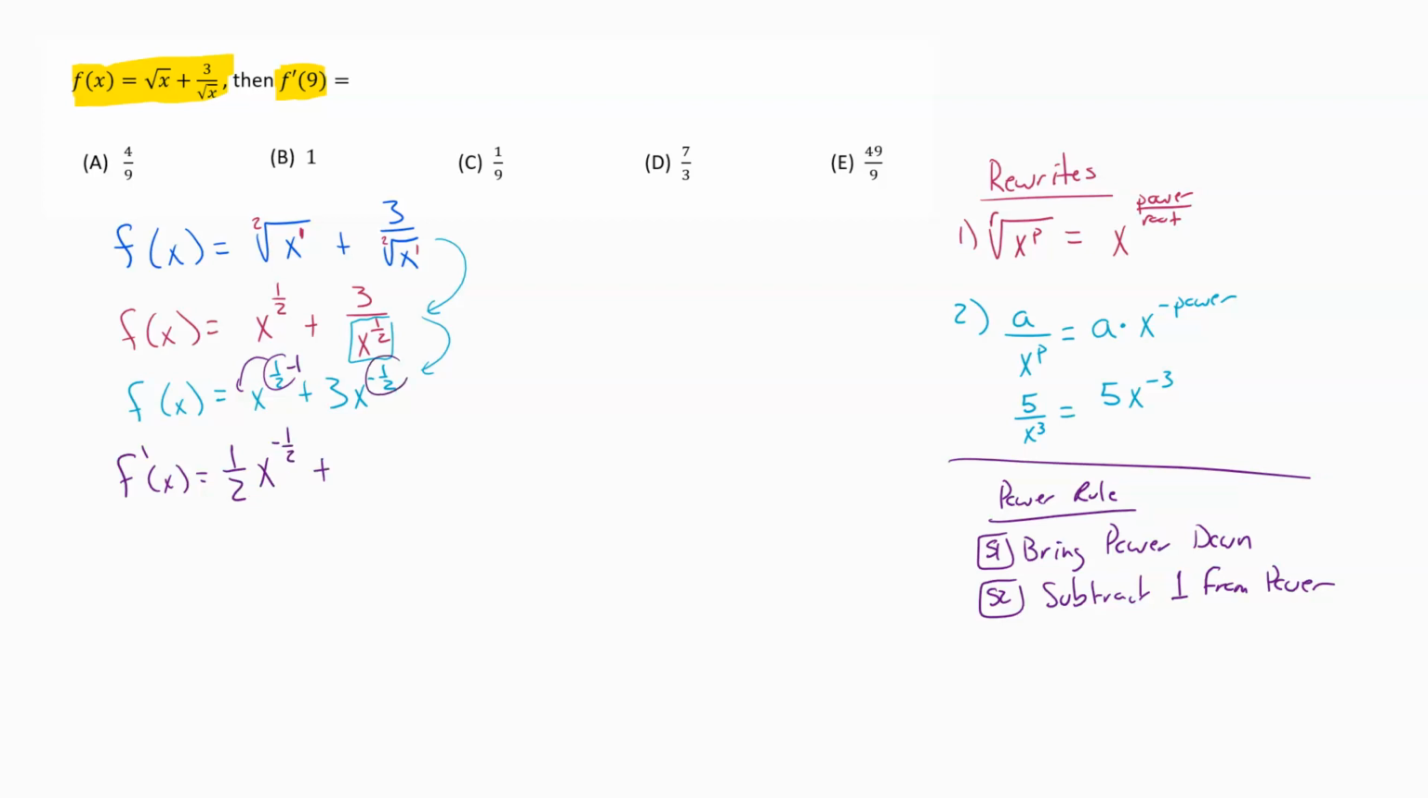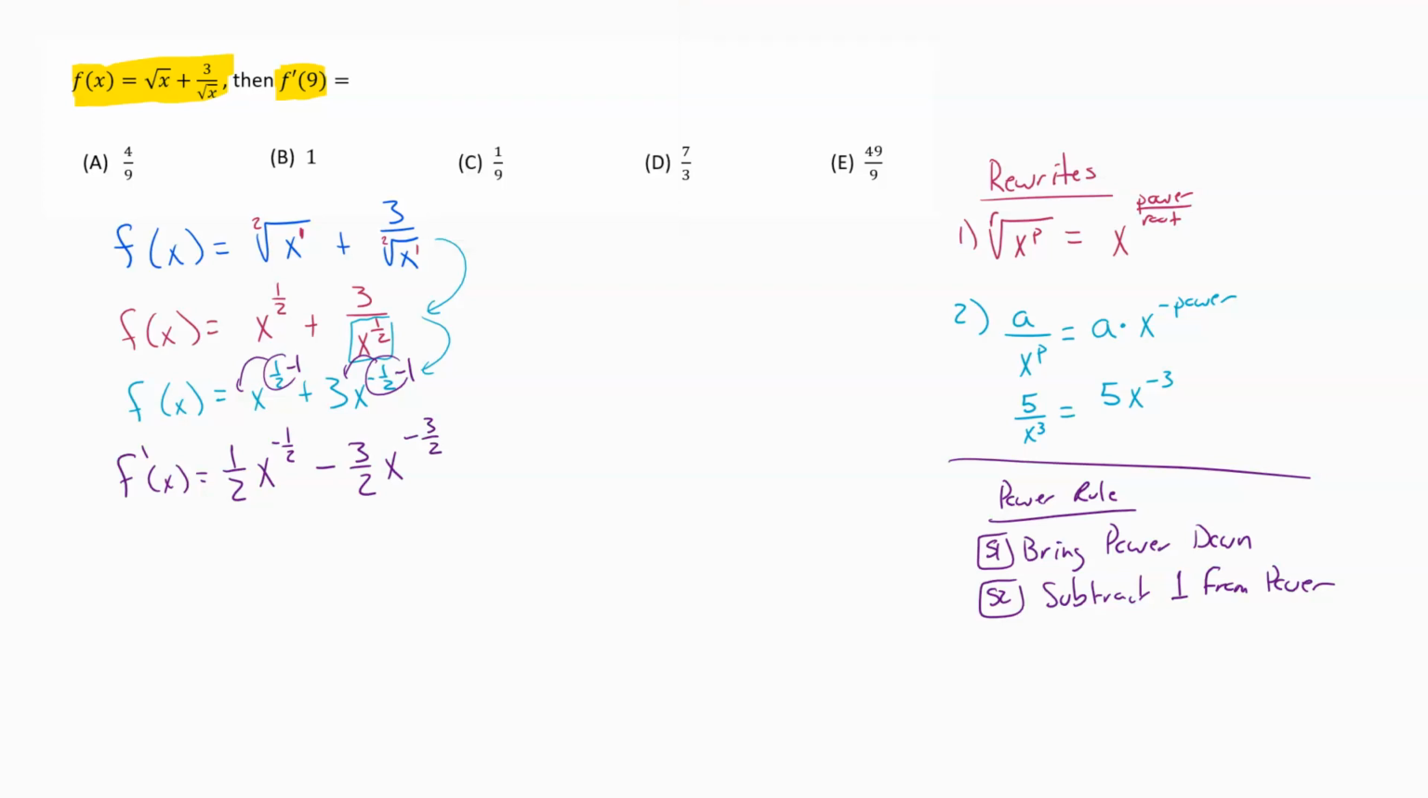Plus, and then again, bring the power down. We bring down the negative 1/2 times 3, which gives us negative 3/2 x. Then subtracting 1 from the power, negative 1/2 minus 1 is going to get us negative 3/2. So now we've got our derivative.